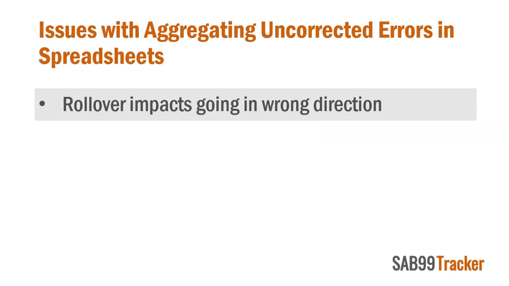First and foremost, one of the most confusing aspects about performing a SAB 108 analysis is figuring out whether the direction of the rollover impact of an error is correct. A spreadsheet obviously has no built-in logic to help you out with that.